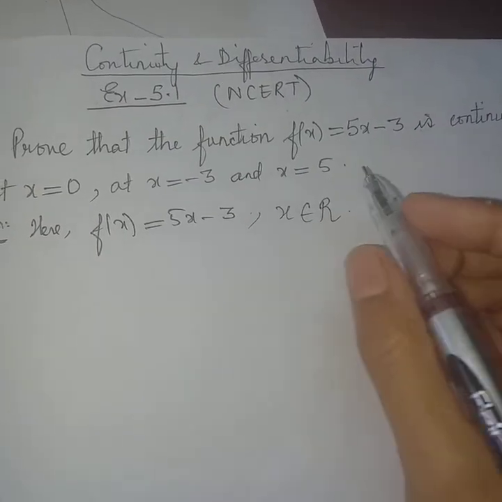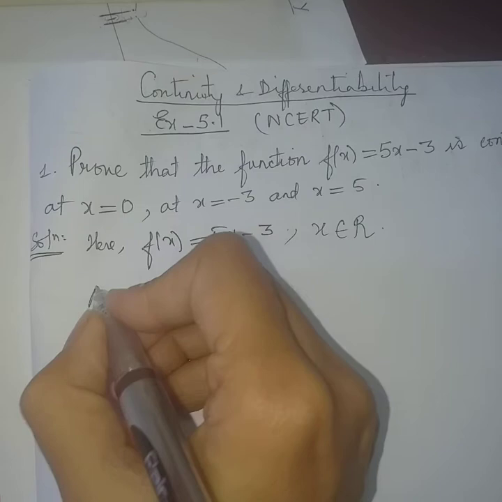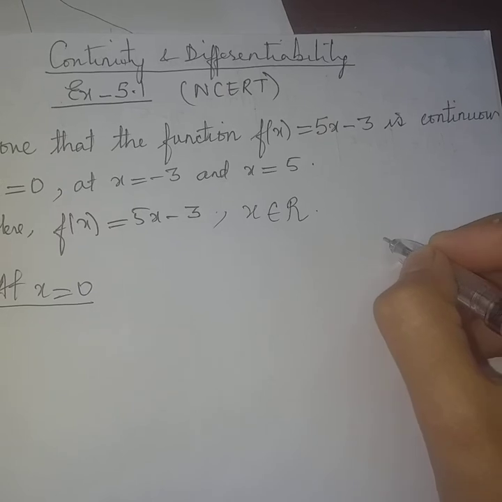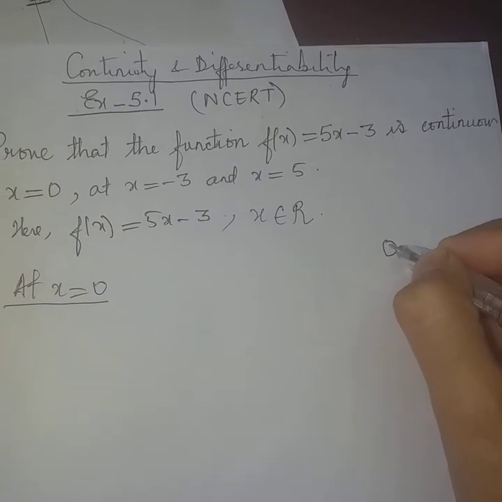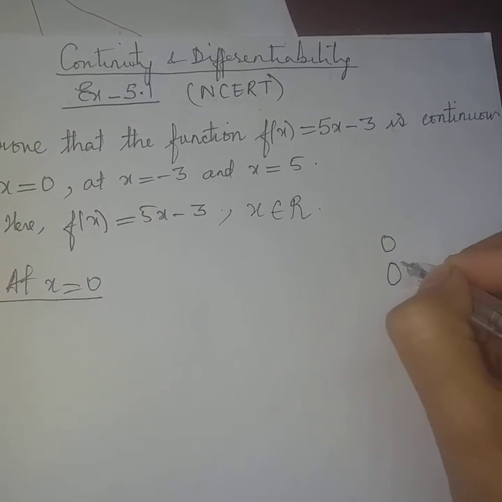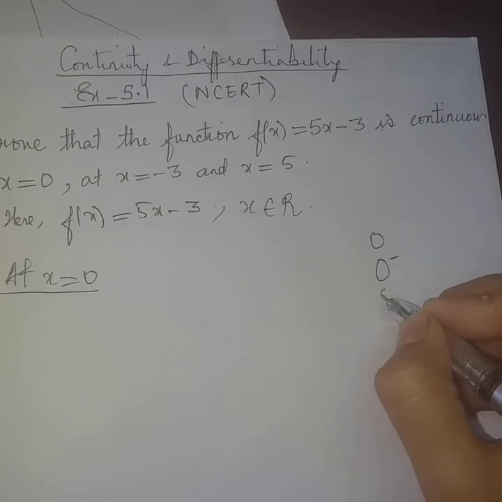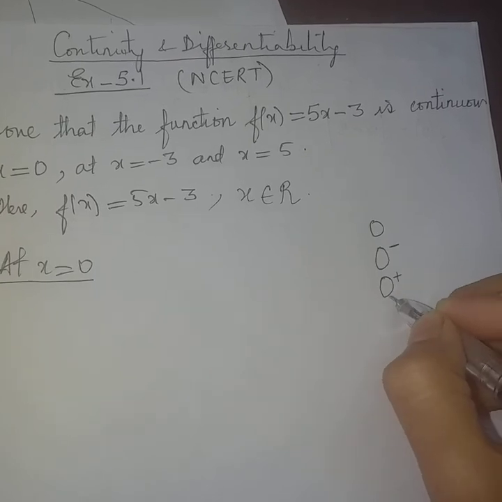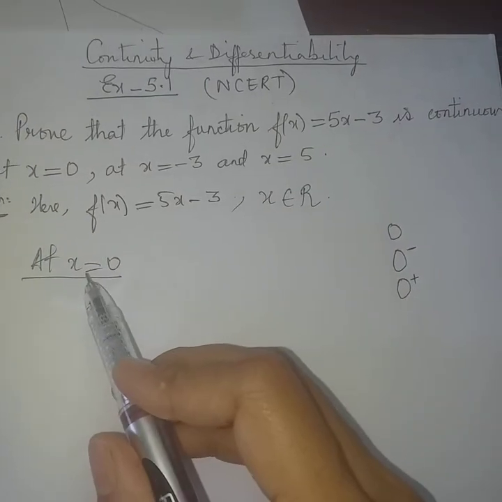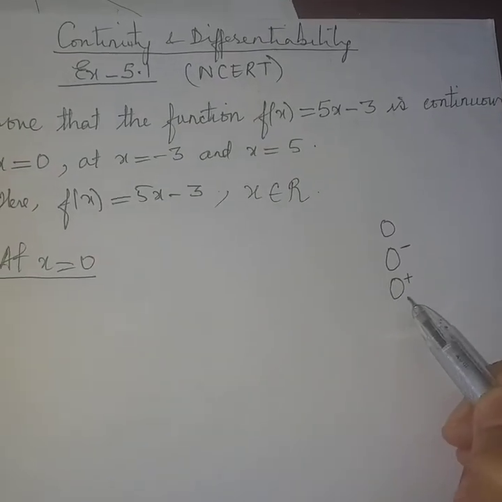So in order to prove the continuity of a function, let us start at x equal to 0 first. We have learned that in order to prove the continuity of a function at x equal to 0, we must first check the value of the function at 0, and we must check the value at a value slightly less than 0, and we must check the function at the value slightly greater than 0. So these are the 3 points at which we have to check for x equal to 0.